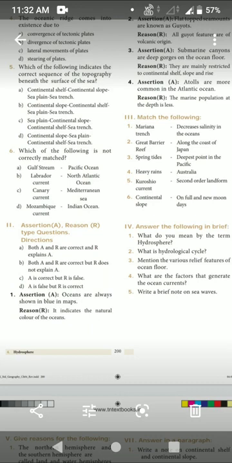Okay. Very good. Next question is also one of the important question. Write a brief note on sea waves.